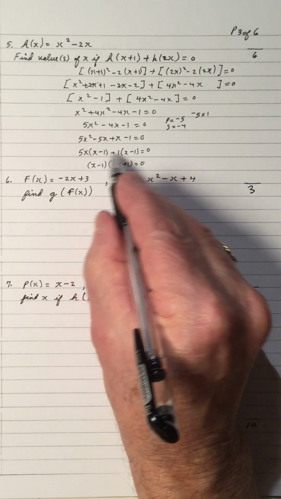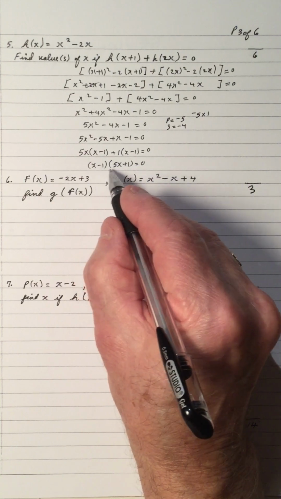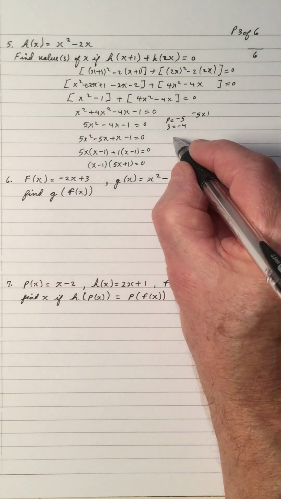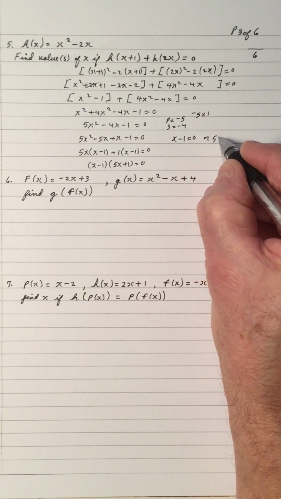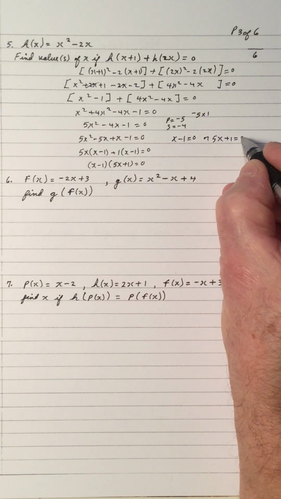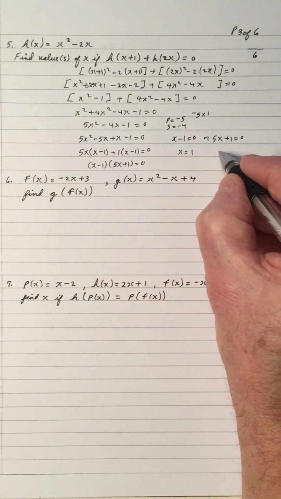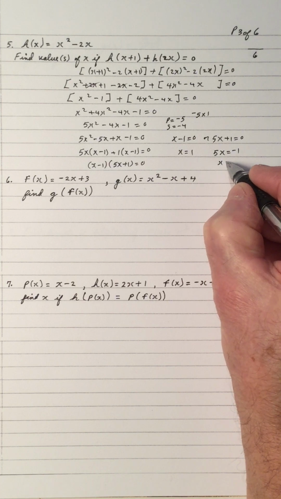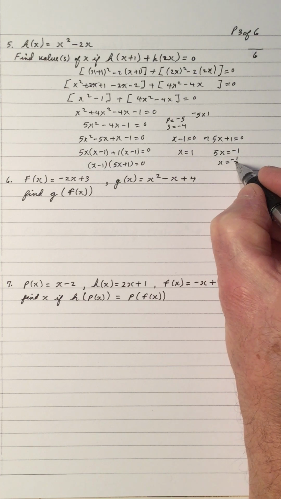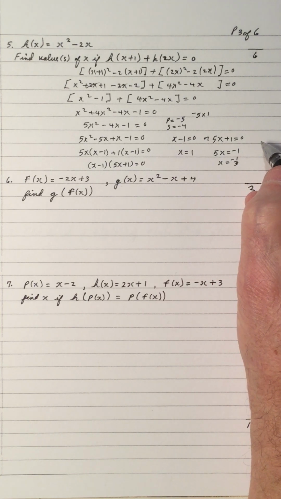So x minus 1 is the binomial GCF, so we take it out. So that means we have x minus 1 equals 0, or we have 5x plus 1 equals 0. X is 1. 5x equals negative 1, divided by 5, x equals negative 1/5. And that gives us all the answers.